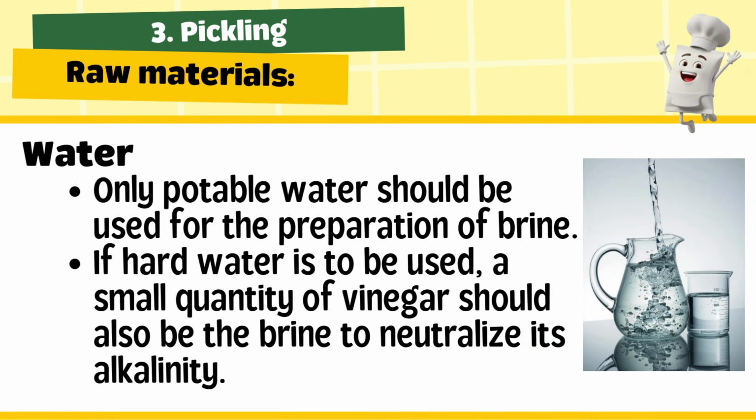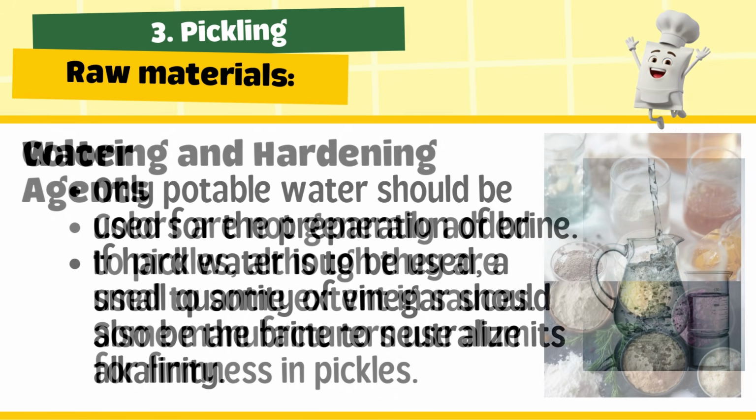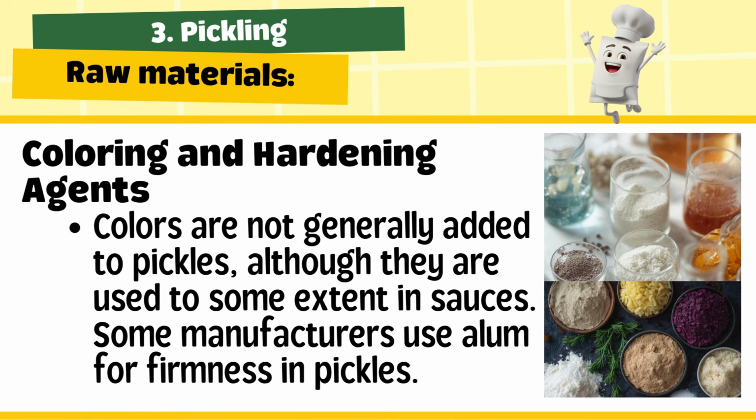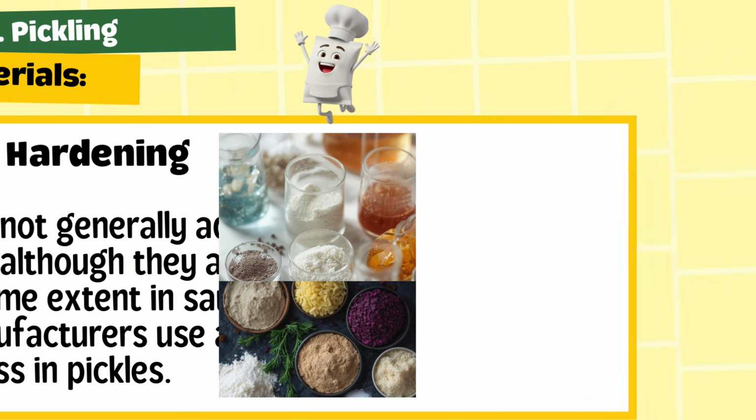Water. You should only use potable water, water that is safe to drink. If you have to use hard water, add a little vinegar to the brine to help balance its alkalinity. Coloring and hardening agents. Generally, colors aren't added to pickles, though they might be used in some sauces. Some pickle makers use alum to help make the pickles firmer and crispier.